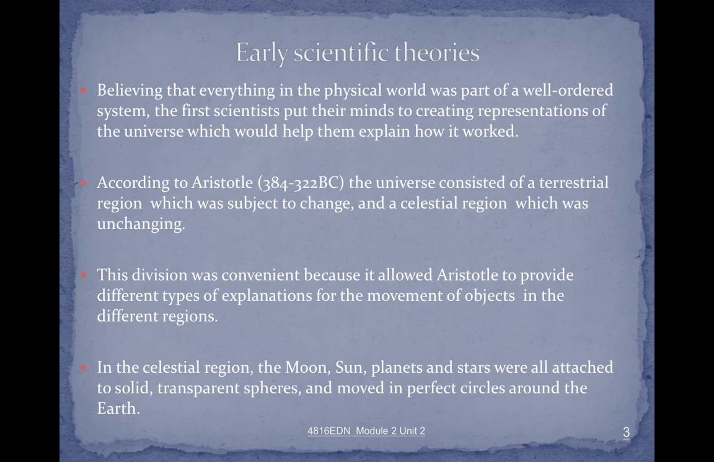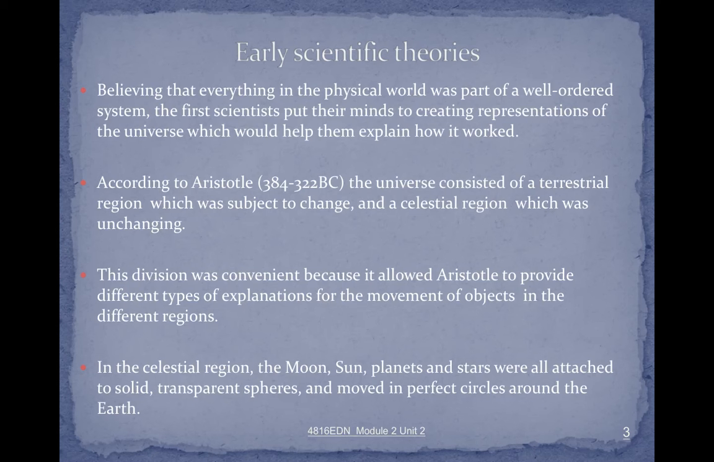So even back to Aristotle, 384 to 322 BC, the universe consisted of a terrestrial region, an Earth-centered region, and a celestial region, which was everything outside of the Earth. That included within our atmosphere and also outside of our atmosphere into the universe. In his model, the terrestrial region was subject to change, but the celestial region was unchanging. So this idea of a fixed universe.